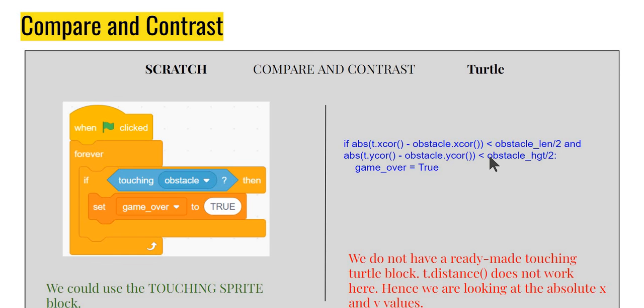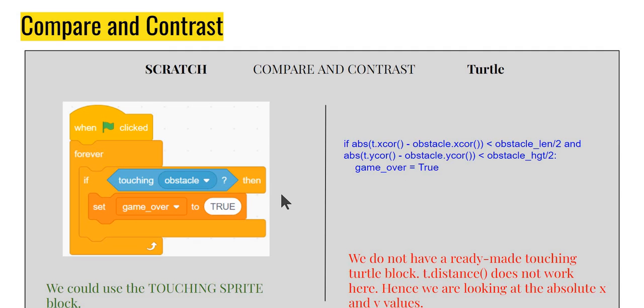Before I wrap this up, however, I want to make a very interesting compare and contrast. Remember, in Scratch, if we had done something like this, we would have created a sprite called obstacle, and then we had this very interesting block called touching obstacle. Then I set the game over to true. Now here we are having to do a lot more, because in effect what we are doing is that we are using Python code to create the effect of touching obstacle.